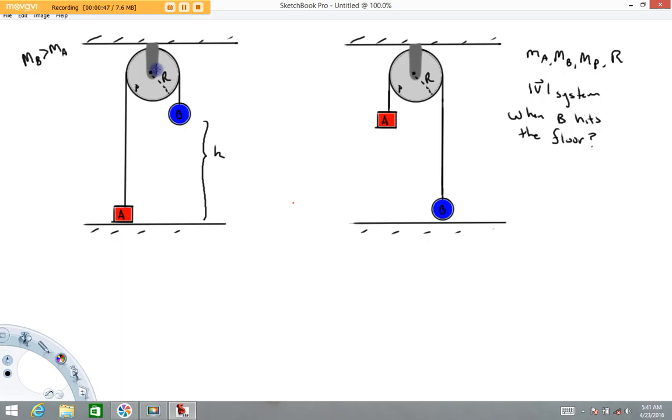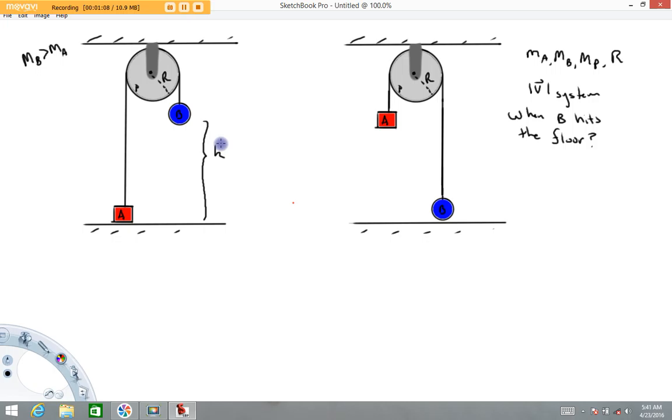What we're going to do here is write a work energy equation to find the speed of mass B when it hits the floor, the magnitude of V, which is the speed of the system. So we're going to find the velocity of mass B, the velocity of mass A, and the rotational rate of the pulley as B hits the floor if released from a height h.